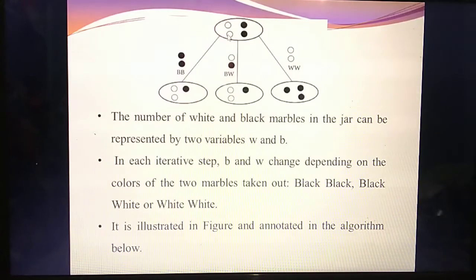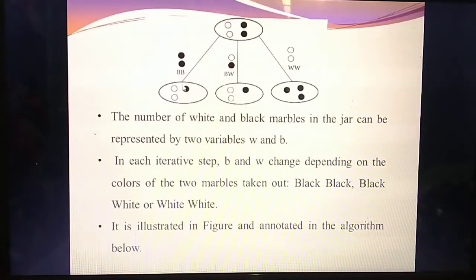First, 3 possibilities are there here. What are the possibilities? First, you need to pick 2 marbles, isn't it? If the first 2 marbles you pick are the same color, that means 2 are black, what's the condition? Whatever you pick, you need to throw these 2 marbles outside, but you should place another black marble inside.